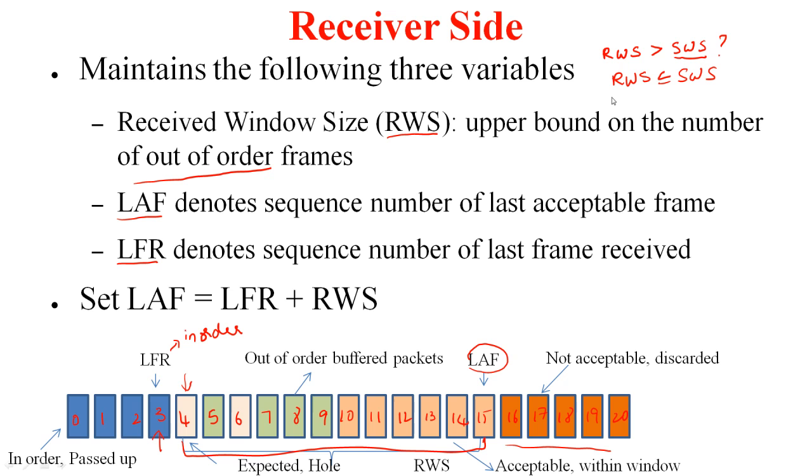Now, what does it mean to have RWS equal to 1? In this case, when it has a buffer of only one packet, the receiver is going to accept only in-order packets. That is what RWS equal to 1 means. By the way, I'm using the words packets and frames interchangeably.